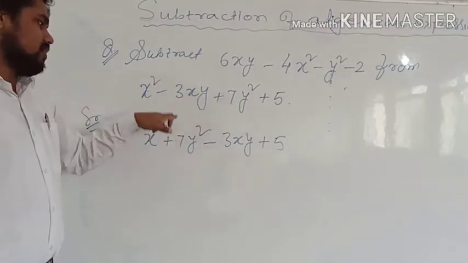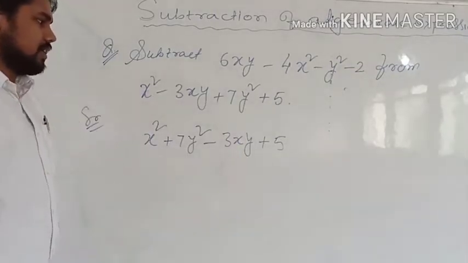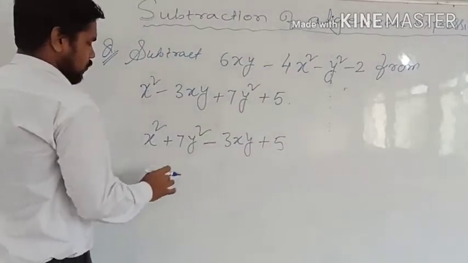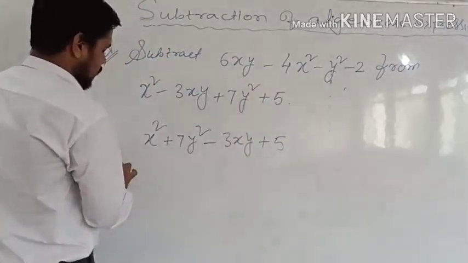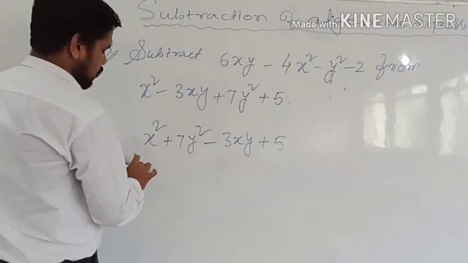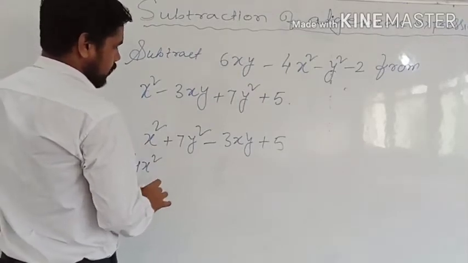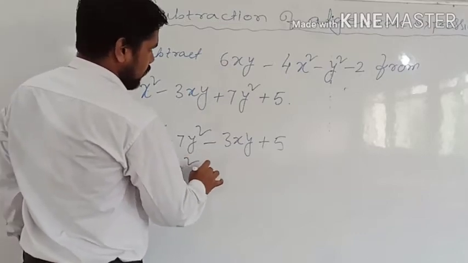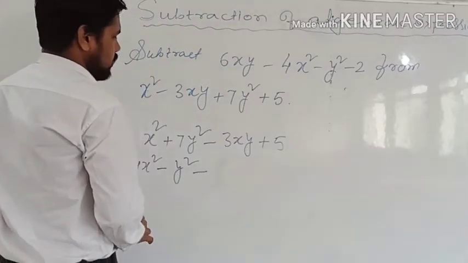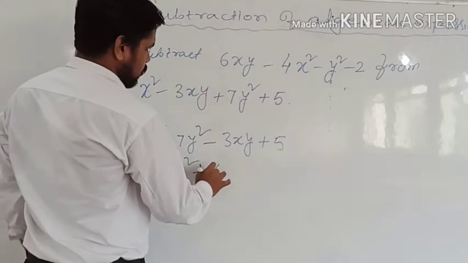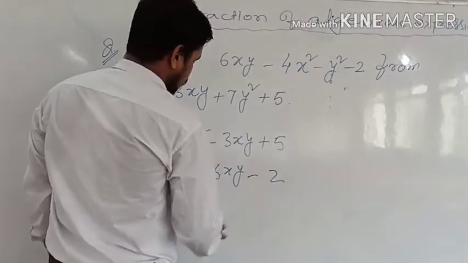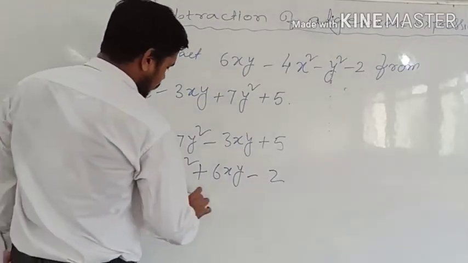This is the same equation, I have just rearranged it. This I have written first and then this I have written, and this is the equation, and from this you have to subtract this one. So this I am also writing. First I am writing the x square term, so minus 4x square. Then we have minus y square, then 6xy, which is plus, so plus 6xy, and then minus 2. So these are the two expressions which we have now.